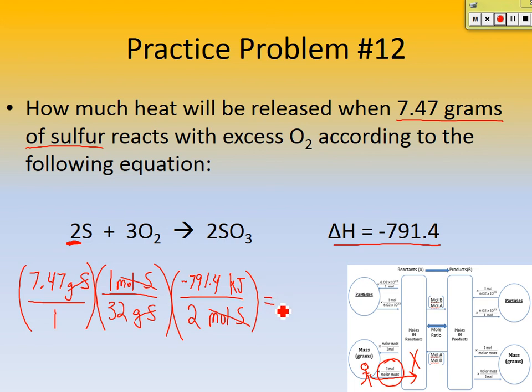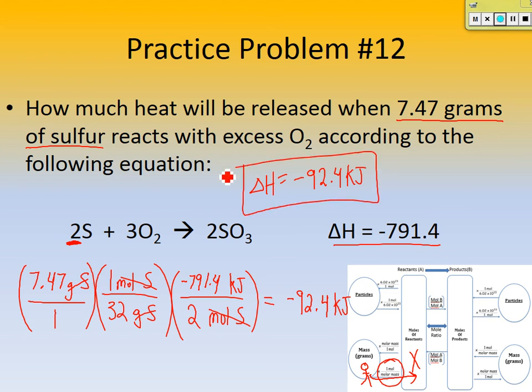Let's multiply that through. So 7.47 times negative 791.4, and then divide it by 32, and also divide it by 2. So I'm getting that this answer is negative 92, if we round to 1 decimal, 92.4 kilojoules. And so delta H in this reaction will be negative 92.4 kilojoules. And that's my answer. Also, think about this, guys. Is this endo or exothermic? If delta H is negative, is it endo or exothermic? And hopefully you're thinking to yourself that this is an exothermic reaction because it's negative. It's releasing heat.